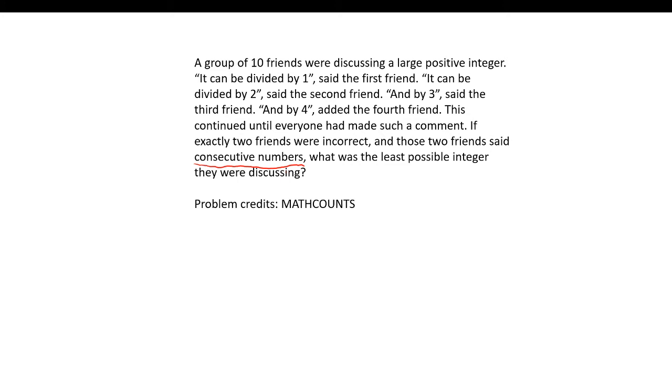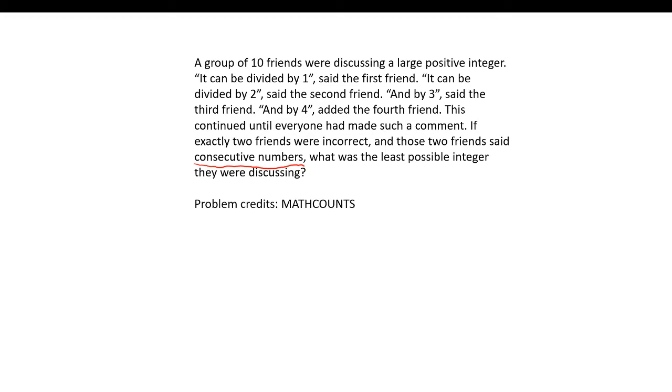So basically, if friends 4 and 5 are wrong, they could be wrong. Two friends are wrong, and they're consecutive numbers. So that's what it means. What was the least possible integer they were discussing? First, we need to figure out which friends were wrong.